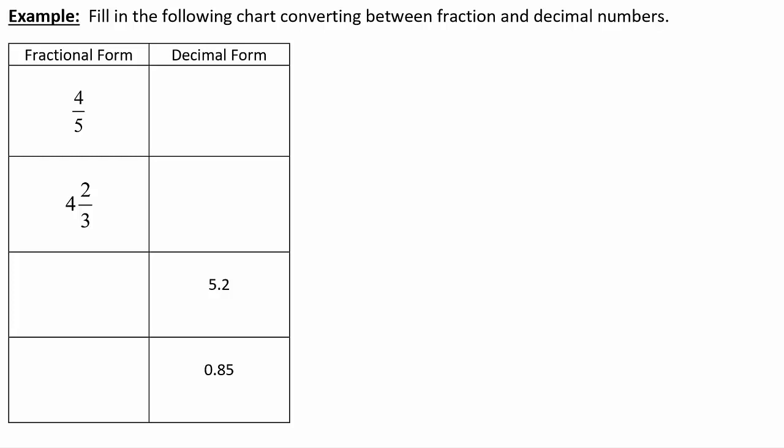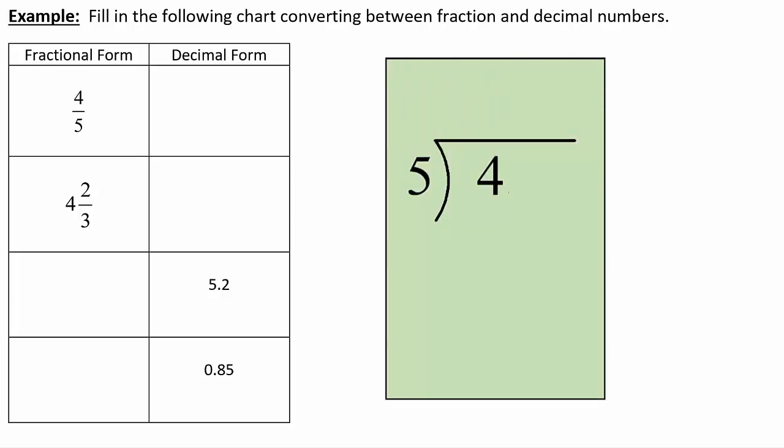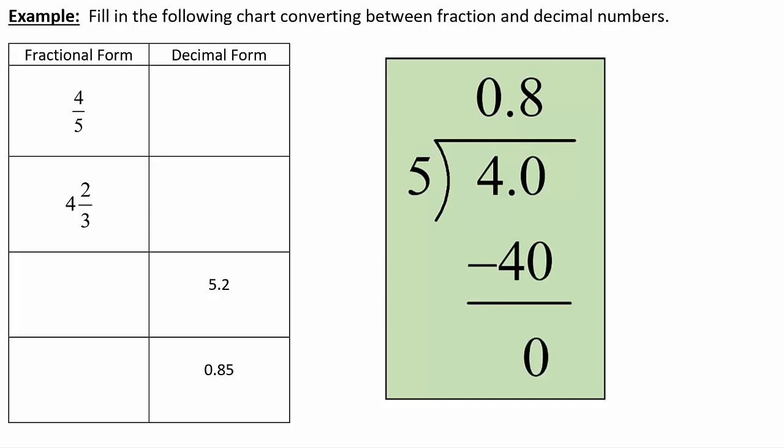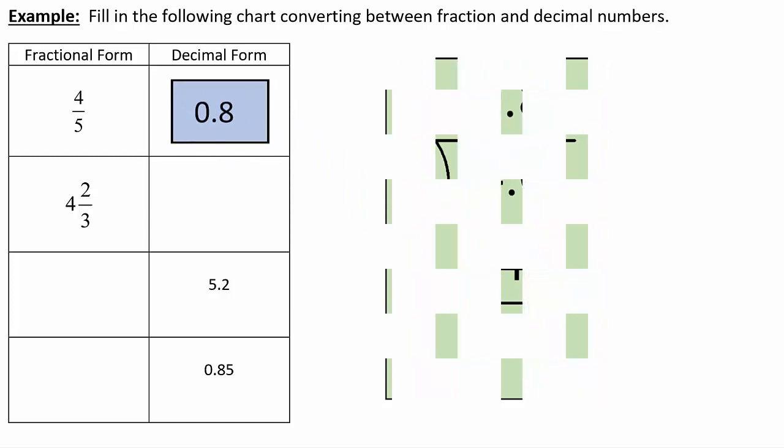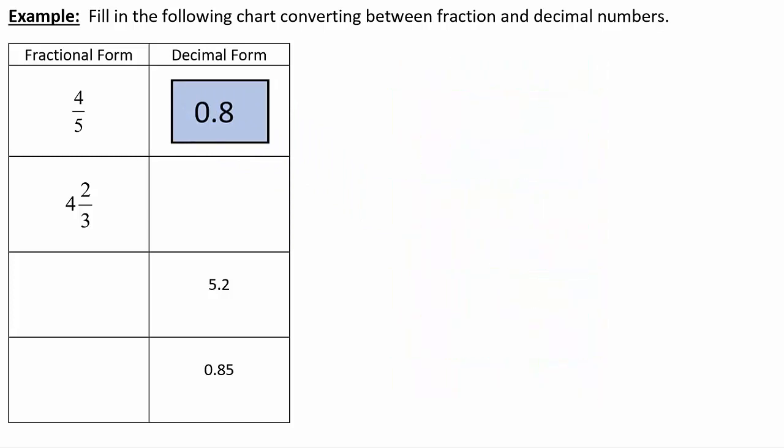Example. Fill in the following chart converting between fraction and decimal numbers. 4/5. We divide 5 into 4. Now 5 does not go into 4, so we put the decimal point in both places and add a 0. 5 does go into 40 8 times. There's no remainder, so we're done. 4/5 is equal to 8/10, 0.8. So we've changed the fraction into a decimal.